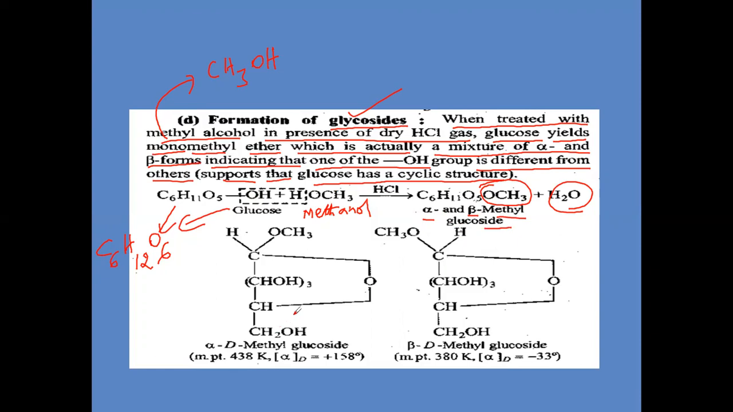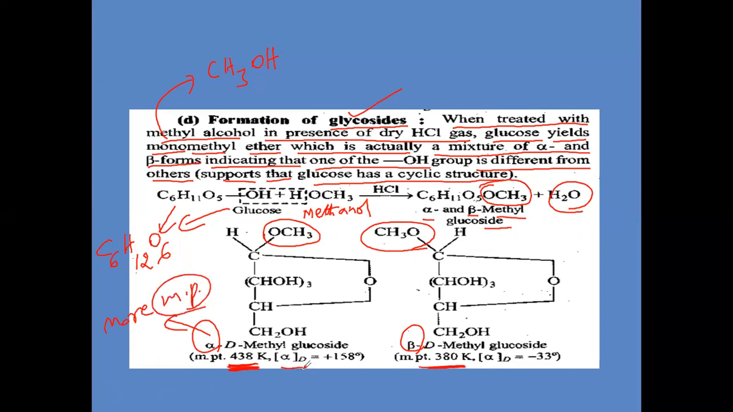So if the OH is on the left side, it is beta. If CH3O is on the left side, beta. If CH3O is on the right side, alpha. And see, the alpha form has a melting point of 438 Kelvin, and the beta form has 380 Kelvin. So which one has the higher melting point? The alpha form has the higher melting point.